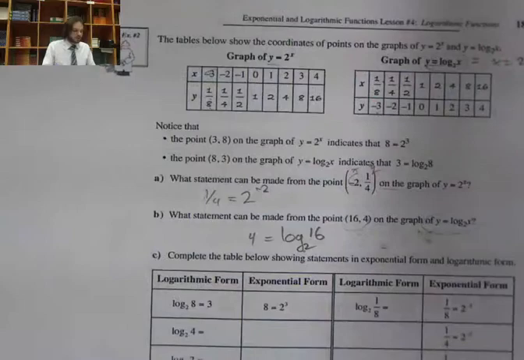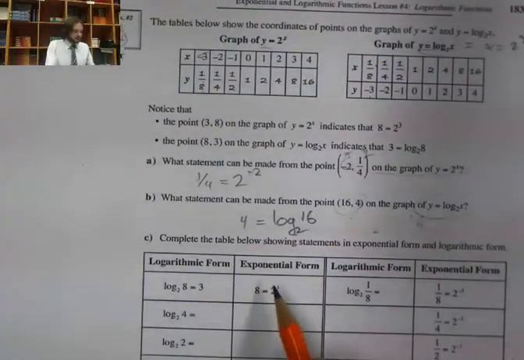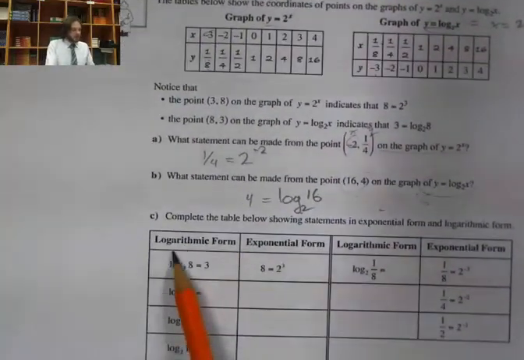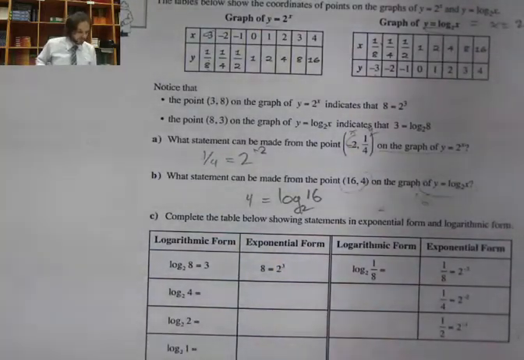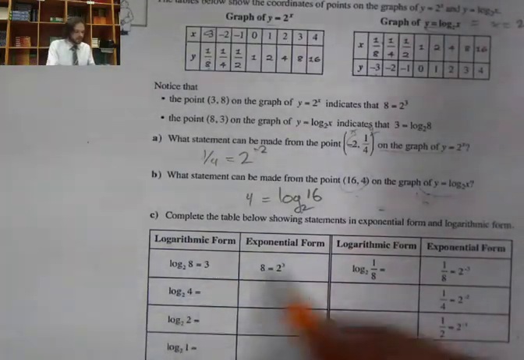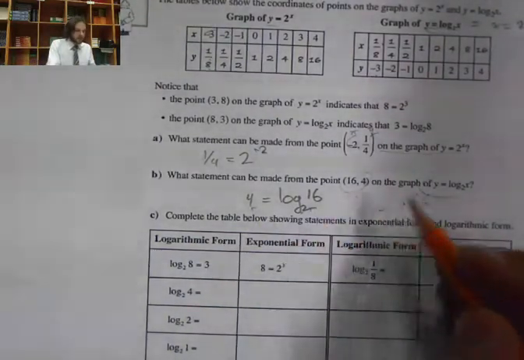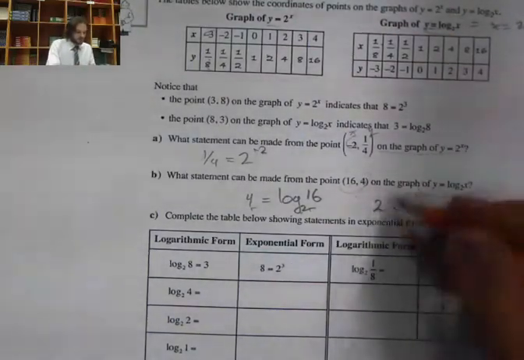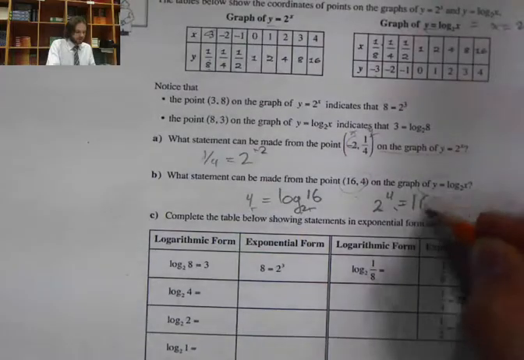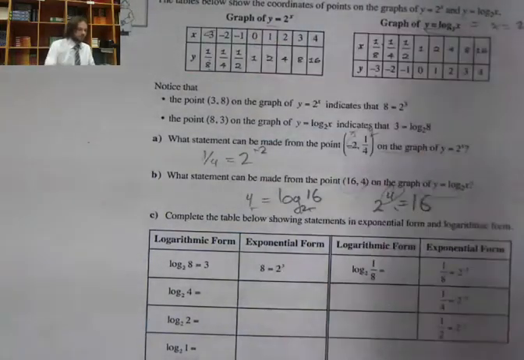Okay, so now let's continue this here. It says, complete the task below, form the logarithmic function. So let's complete this here. Oh, these aren't inverses of each other. These are equal. These are inverses of that. So we get 2 to the 4 is equal to 16. All right, so that's how that goes.